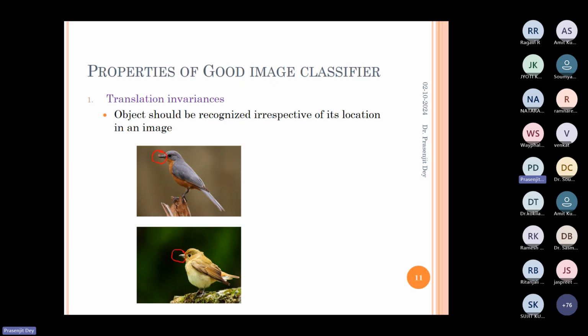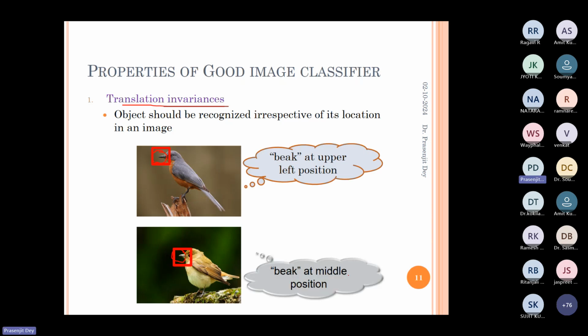So it doesn't matter where the beak is located. My job is to find it out. So that is the property of translation invariance. It doesn't matter where the attribute is. My job is to find it out. So the beak may be in the upper position or the middle position. It doesn't matter. I have to find it out.